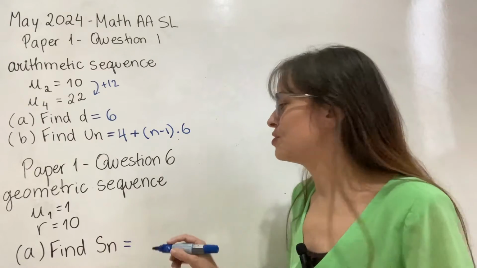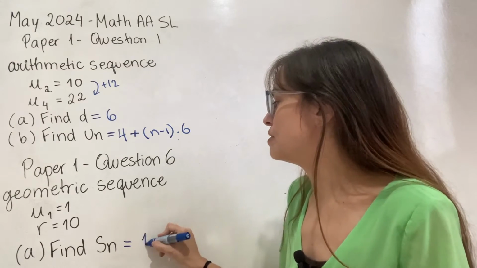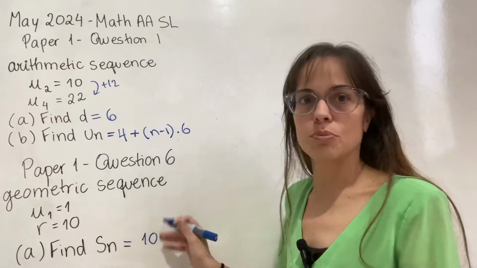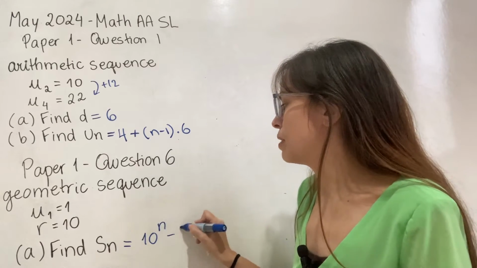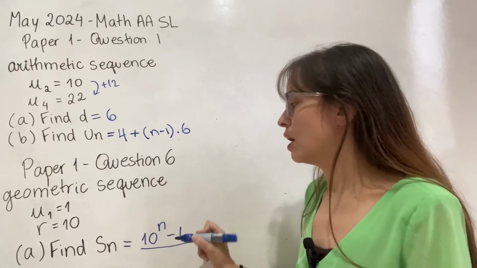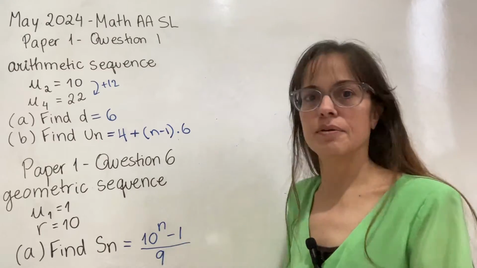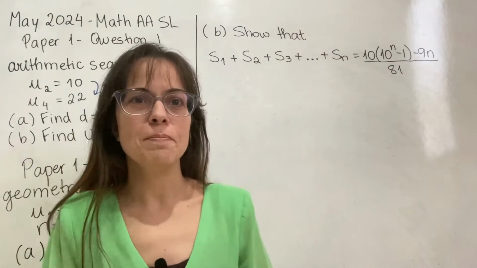So what are you going to do? You just put it in the formula, right? So it's going to be U1 is 1, so I'm not even going to put it there. It's U1 times 10 to the power of n minus 1 divided by r minus 1, which in this case is 9. Okay, so here is part B.